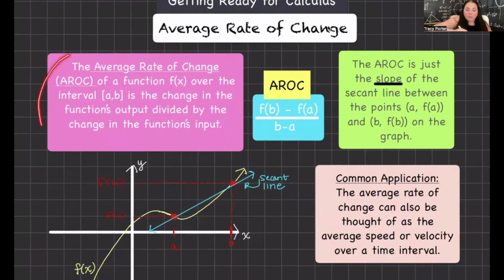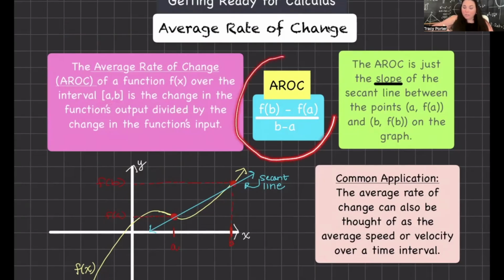So to start, I've defined it right here. The average rate of change, also commonly shorthand AROC, of a function f of x over the interval from a to b is going to be the change in the function's output divided by the change in the function's input. So it probably sounds familiar. It's really just the slope formula, but we write it with function notation because we're not just talking about a line anymore. We can be talking about any function that we want to deal with.